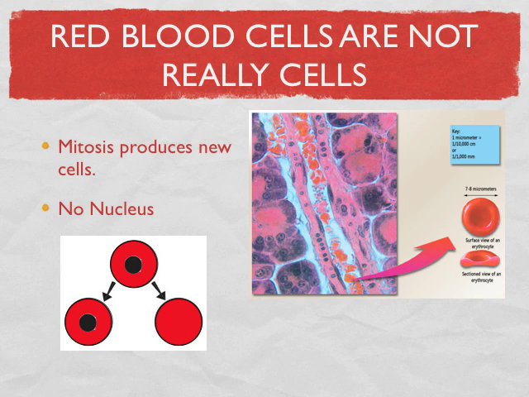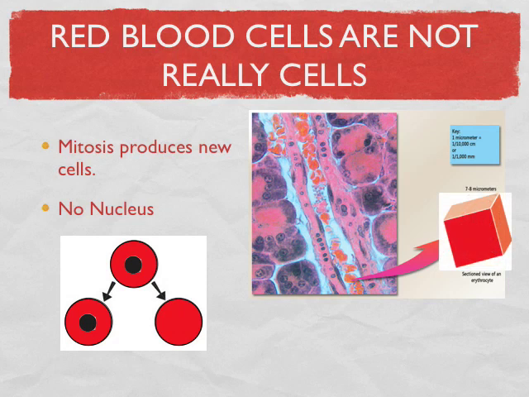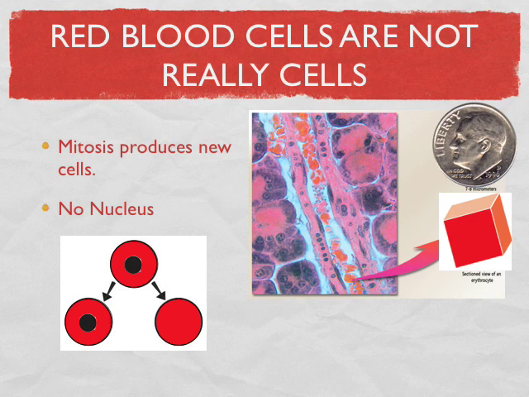Now, how many red blood cells are there? I typically talk about this early on when we talk about the size of a capillary, but just a little reminder: you make a box, a cube, with its width the thickness of a dime. That's a tiny little box. You fill it with blood, and in that box are 5 million red blood cells. So these are incredibly small.